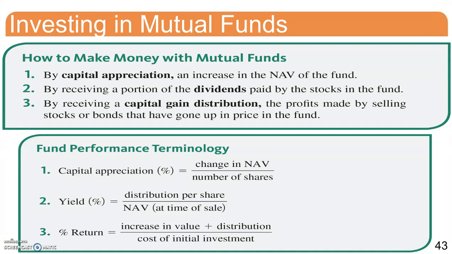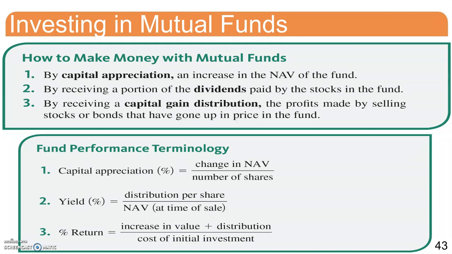So there's three ways you can make money in a mutual fund. By capital appreciation, that's when the NAV value goes up. So it's kind of like your stock value going up, so the mutual fund price goes up. By receiving a portion of a dividend. So some stocks will pay dividends, and if there's a stock that pays dividends as part of your mutual fund, then you can get a dividend check. Plus, also when you sell your mutual funds, you can get your capital gains distribution. That's your profits when you sell them.